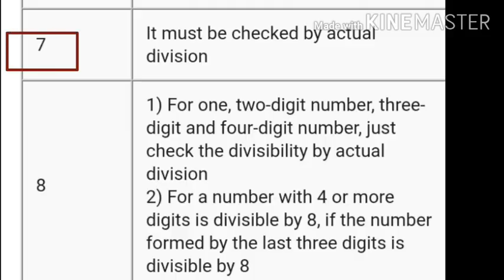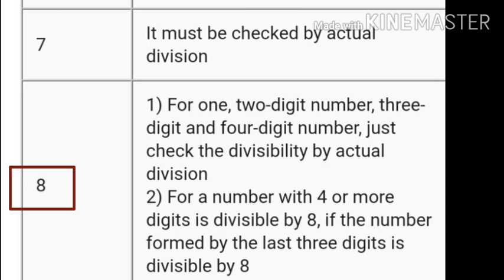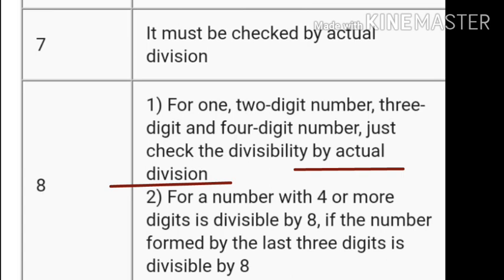Divisibility by 7. It must be checked by actual division. Divisibility by 8. If the number has 1, 2 or 3 digits, check the divisibility by actual division. If the number has more than 3 digits, we take the last 3 digits of that number, then check whether it is divisible by 8 or not.